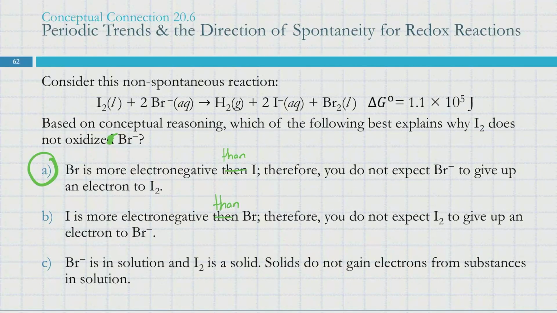Or if you remember the mnemonic Fonkel-Brick-Ship: F-O-N-Cl-Br-I-C-S-H-I, no I, because we used I earlier, and then P. Fonkel-Brick-Ship. That's the order of the most electronegative elements. Bromine comes before iodine. So it's A, we don't expect bromide to give up an electron to molecular iodine.